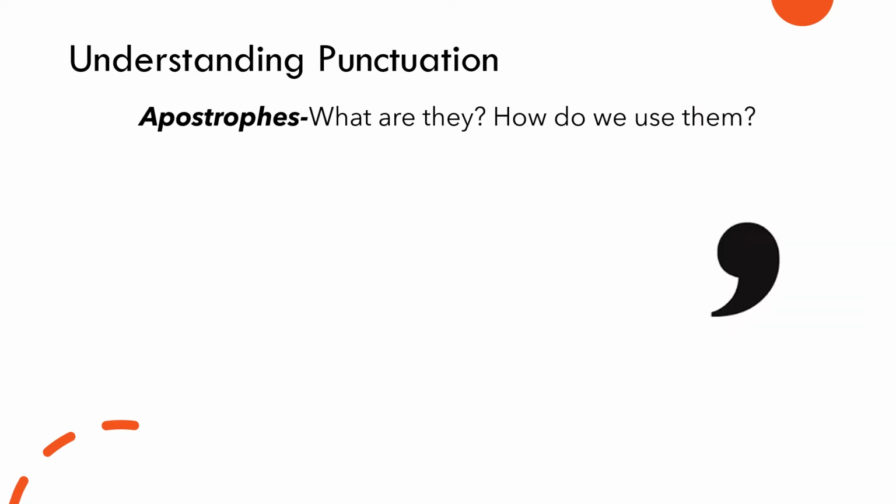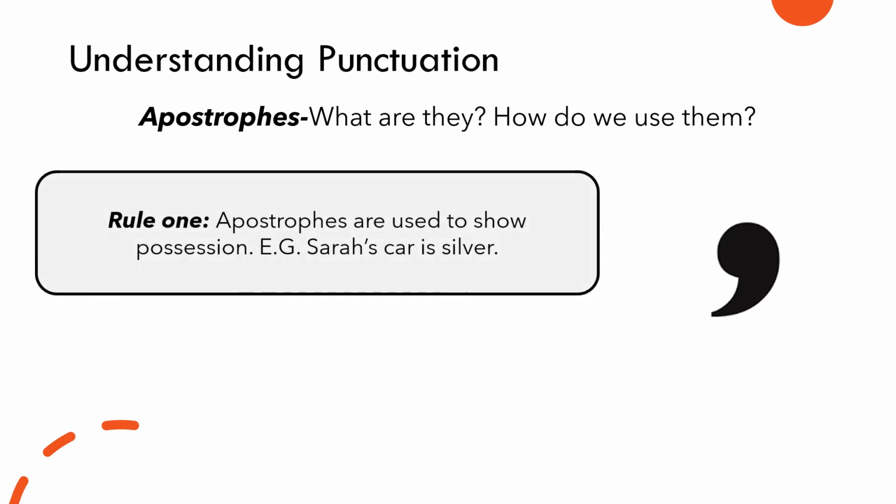Now we're going to move on and have a look at apostrophes. Apostrophes can be difficult for quite a few people because there are actually two ways that we can use this in our writing. There are two very simple rules that you need to follow to make sure you're using these effectively in your assessments. The first one is that apostrophes are used to show possession.